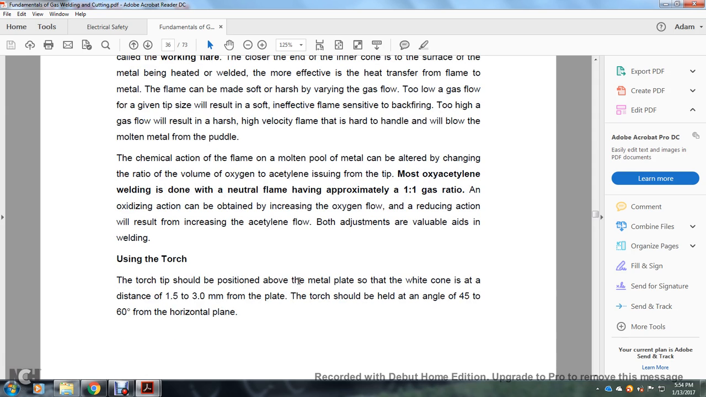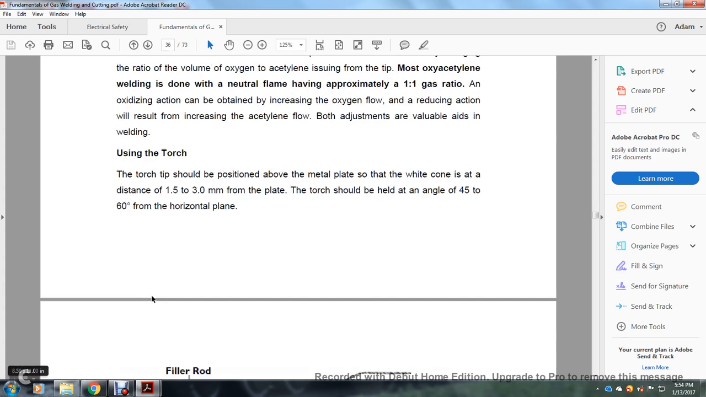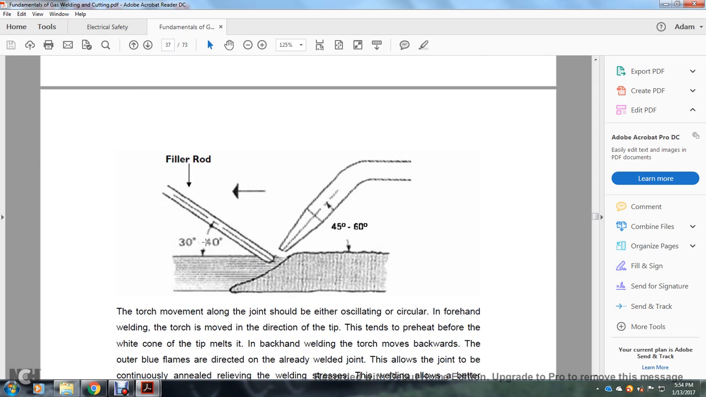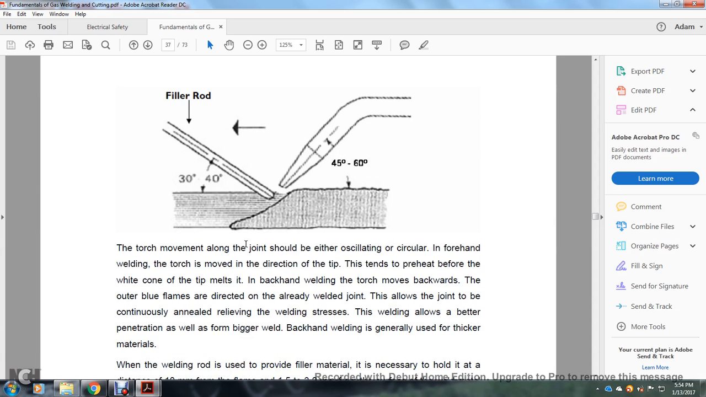Using the torch: the torch tip should be positioned above the metal plate so that the white cone is at a distance of 1.5 to 3 millimeters from the plate. The torch should be held at an angle of 45 to 65 degrees to the horizontal plane. Hold your filler rod at 30 to 40 degrees, and your torch at 45 to 60 degrees.